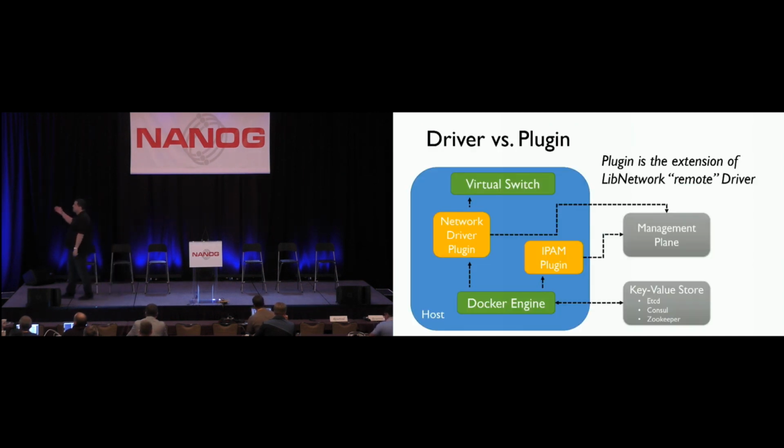Now, driver versus plugin. People get confused. They think it's two different things. It's actually all one. So driver and plugin are used interchangeably in the documentation. One of the things to understand is that Docker engine itself communicates to key value store. At the same time, it has to communicate to two plugins, the network driver plugin and IPAM plugin. And each of those plugins can reside on the same socket or on two different sockets. There are advantages to that.